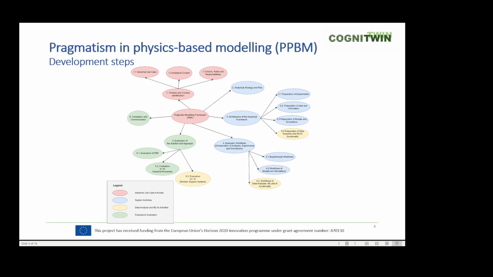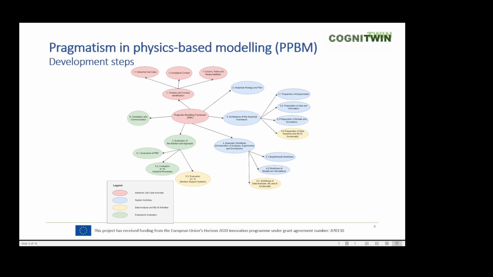This slide shows an overview of the pragmatism-based method. Here we see a number of boxes with numbers, and if we look into the upper part, we see the problem identification and context identification as a first part of the pragmatic modeling framework. This contains the industrial use case, analytical context, and definition of actors, roles, and responsibilities.